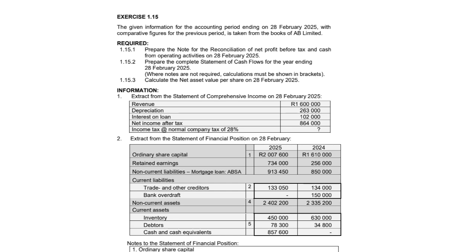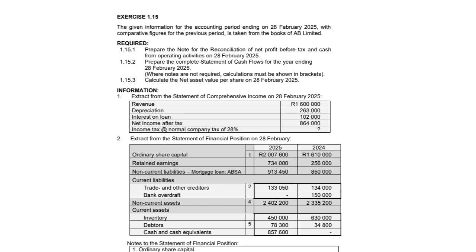Exercise 1.15. The given information for the accounting period ending on 28 February 2025, with comparative figures for the previous period, is taken from the books of AB Limited. Required 1.15.1. Prepare the notes for the reconciliation of net profit before tax and cash from operating activities on 28 February 2025.